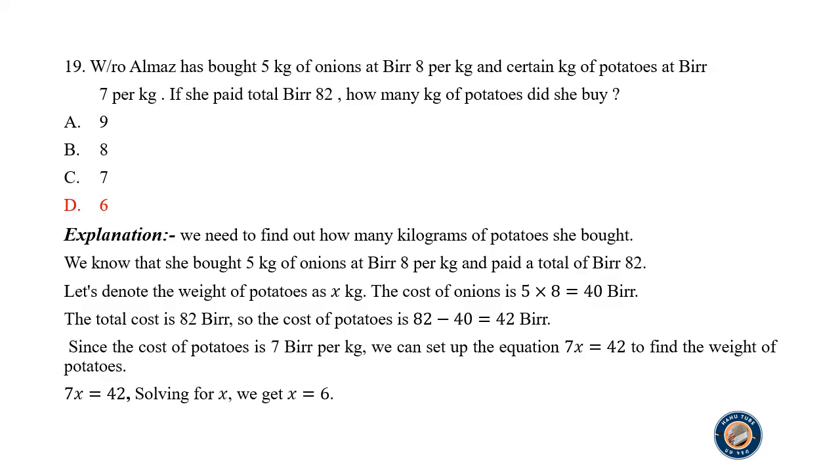Since the cost of potatoes is 7 per kilogram, we can set up the equation as 7 times x is equal to 42 to find the weight of the potatoes. So, 7x is equal to 42. Solving for x, we get x is equal to 6. Therefore, the answer is 6 kilograms.